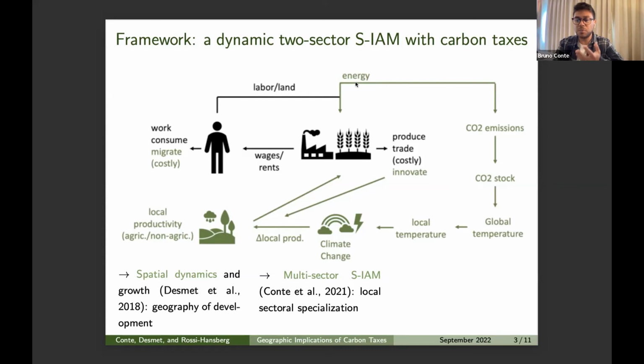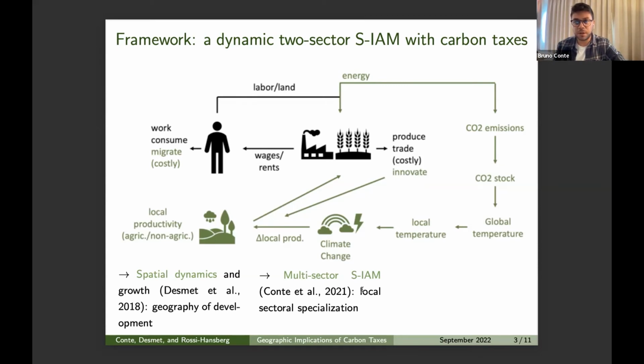The firms in this model are also going to be using energy as a factor of production, which is going to generate carbon emissions, increase global temperatures, and as a consequence affect local temperatures across the globe heterogeneously. That will then affect the local productivities heterogeneously for each of those sectors differently, and therefore affect what we call the local sector specialization in the presence of climate change, where the production of each sector is going to evolve over time and space.